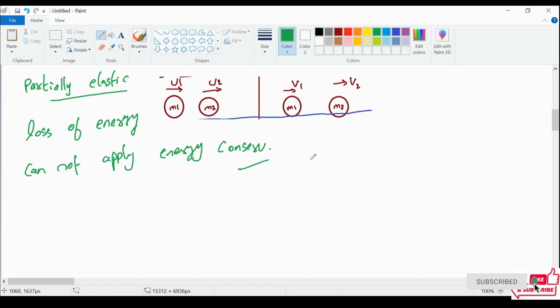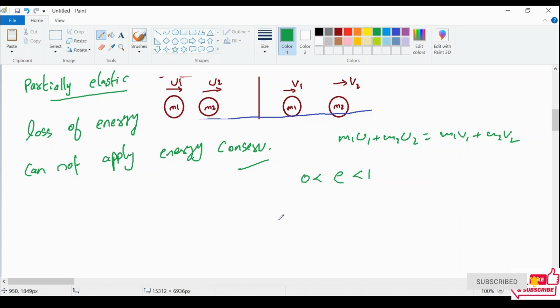But momentum conservation we can apply. What is that? Tell me. m1u1 plus m2u2 is equal to m1v1 plus m2v2. E is greater than 0, less than 1: 1 for perfectly elastic, 0 for perfectly inelastic, and within these values for partially elastic.